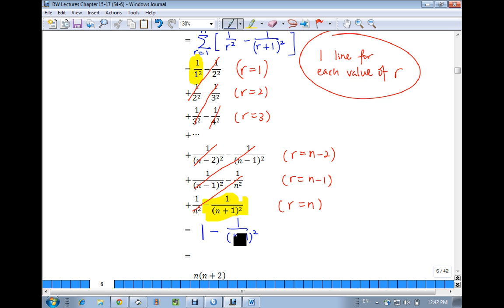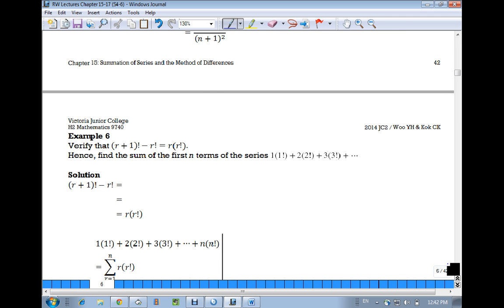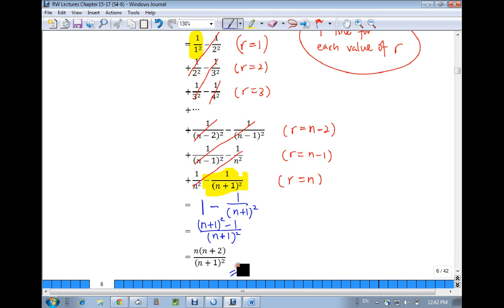If you want to simplify a bit further, if you want to make it into a common denominator, then we can still do it. n plus 1 squared minus 1 over n plus 1 squared. Okay, it looks a bit nicer, but to me, this one and this one, I am okay. I really am okay.